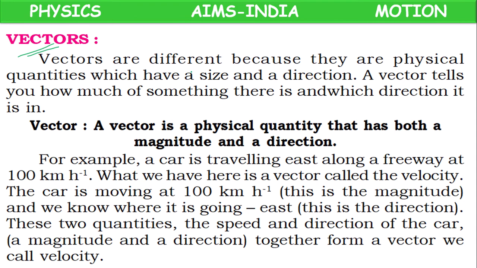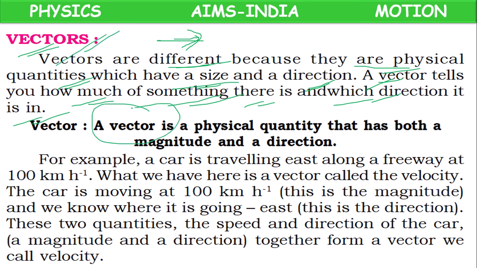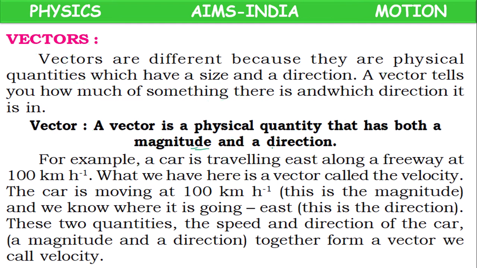Whereas vectors are different compared to scalars, because vectors are physical quantities which have both size and direction. A vector will tell how much of something there is and in which direction it is. It will tell us about the size of the object and the direction of the object. It tells about both things. That's why it is called a vector. So a vector is a physical quantity that has both magnitude and direction.